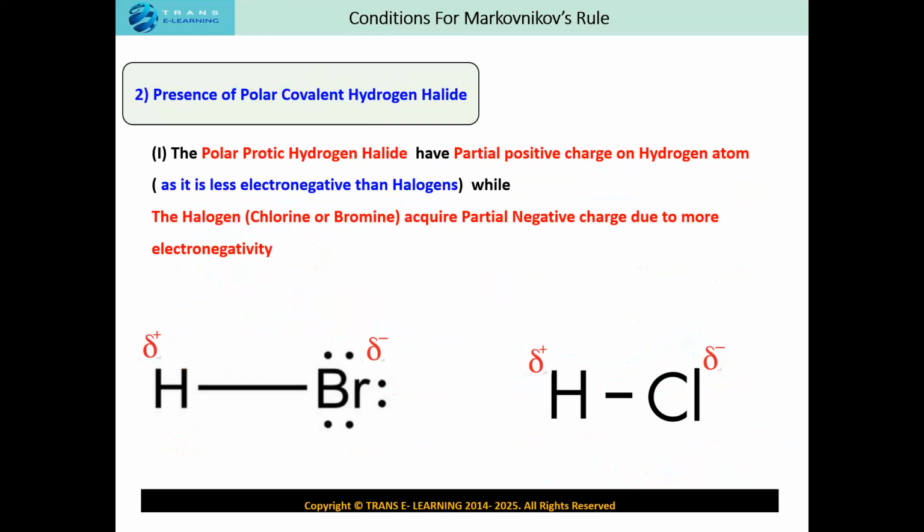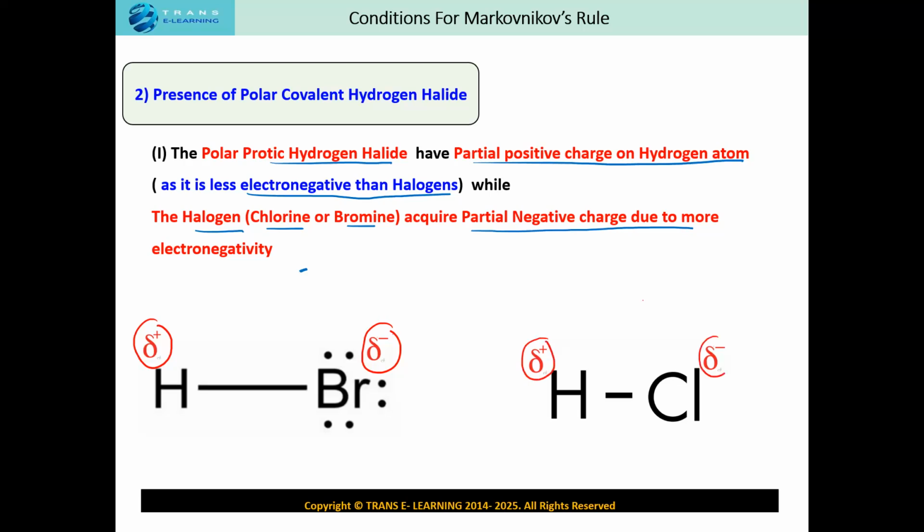The presence of polar covalent hydrogen halide. Now, this is the second condition for the Markovnikov's rule, the presence of polar covalent hydrogen halide. So, the polar protic hydrogen halide has a partial positive charge on the hydrogen atom as it is less electronegative than the halogen, while the halogen, either chlorine or bromine, acquires a partial negative charge due to more electronegativity. As you can see here, the bromine is partially negative and the hydrogen is partially positive in the case of hydrogen bromide, and in the case of hydrogen chloride, hydrogen is partially positive and the chlorine is partially negative.